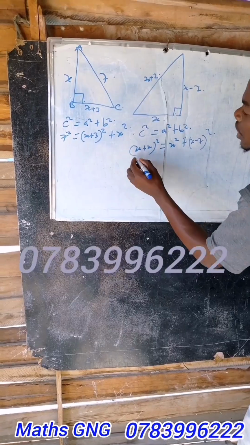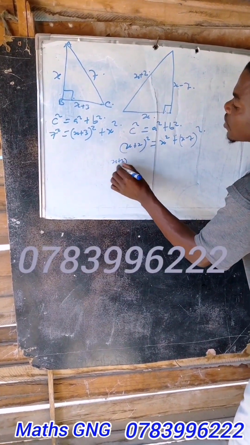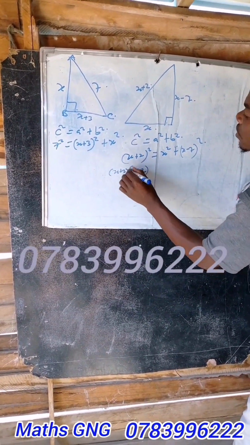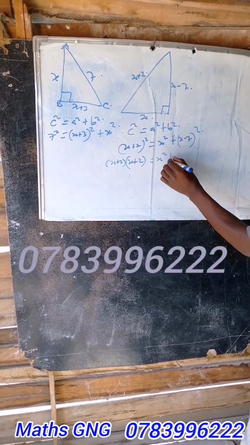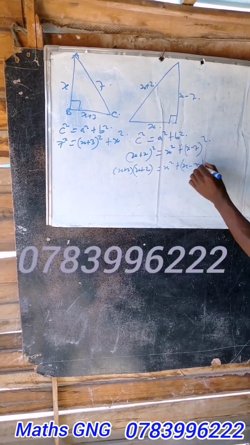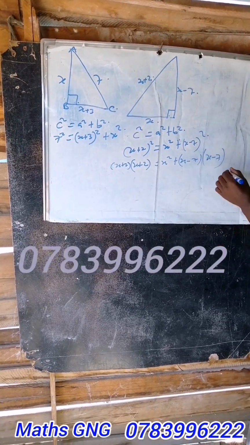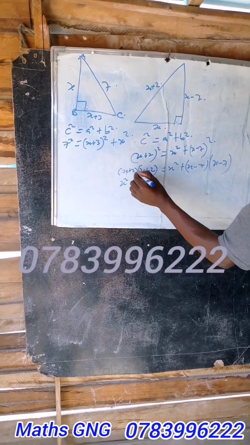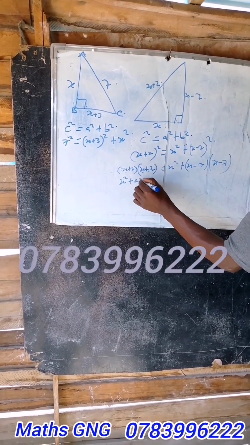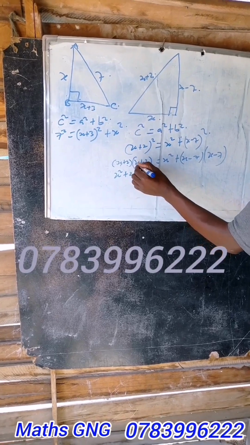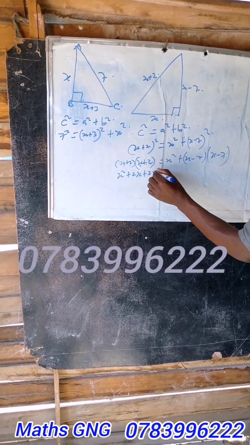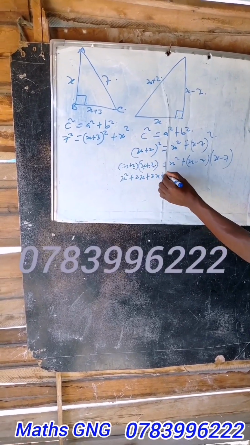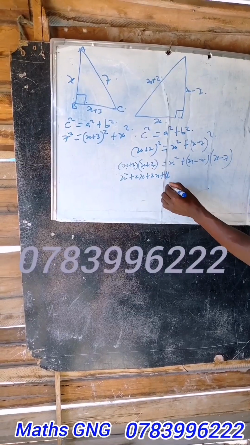We may do this as an example. It's x plus 2 squared, which is equal to x squared plus x minus 7, x minus 7. So x times x, we get x squared. X times 2, we get plus 2x. 2 times x, we get plus 2x. 2 times 2, we get plus 4.